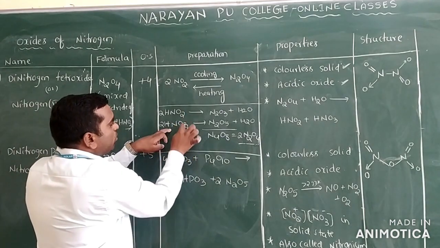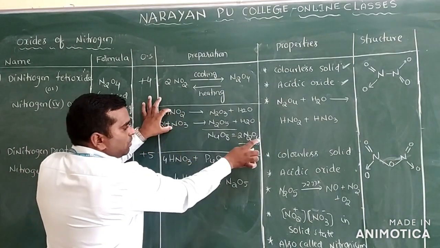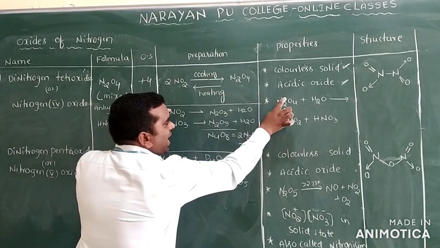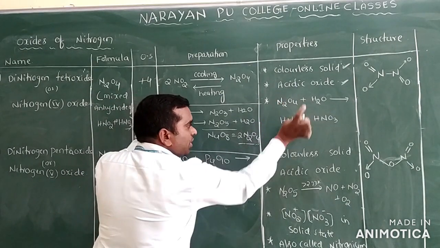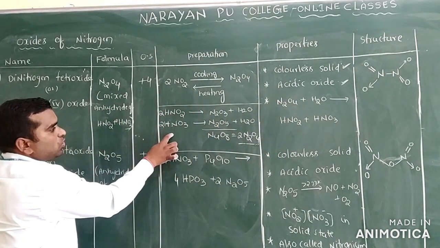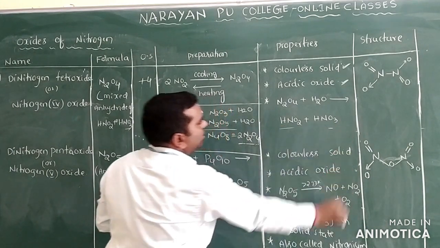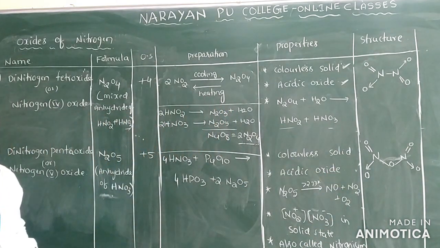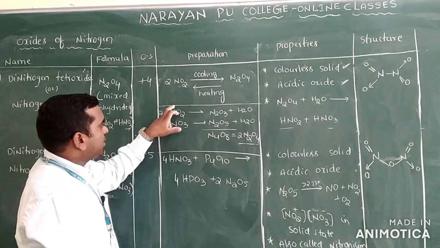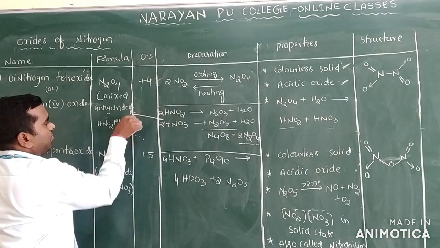Means if you are removing the water molecule from this, you will get N2O4. If you add water molecule to N2O4, again you should get HNO2 and HNO3. That is only the properties here. Clear? So it is not a preparation, this is just an explanation of anhydride.